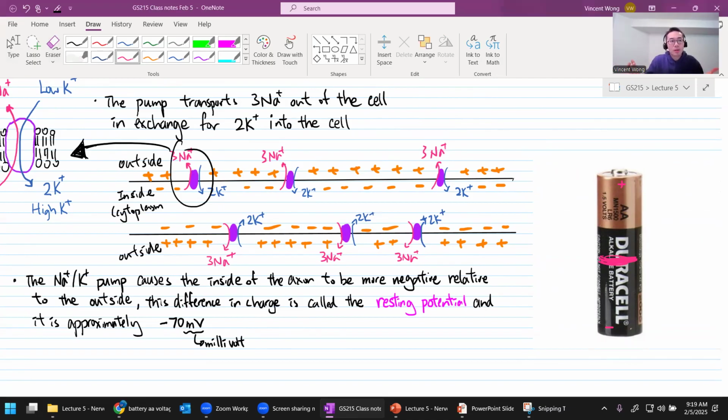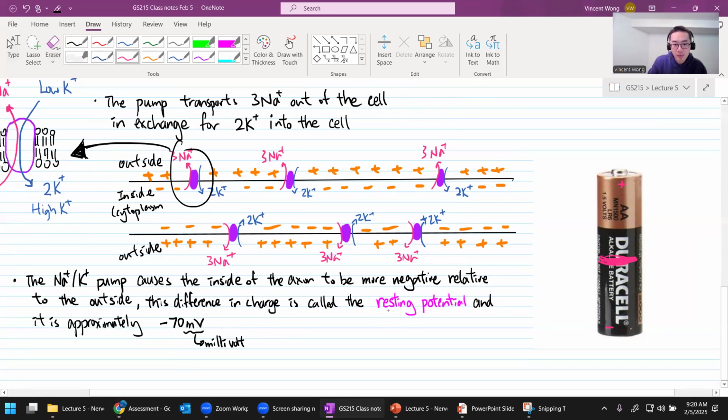We use voltage to describe these charge differences. In a battery, it's 1.5 volts. For a cell, it's much, much, much smaller. We don't want to electrocute ourselves, so to speak. So we measure it in millivolts. I'm sure you learned this in math: milli is a thousandth of the base unit. So this is negative 70 millivolts, and this is called the resting potential.